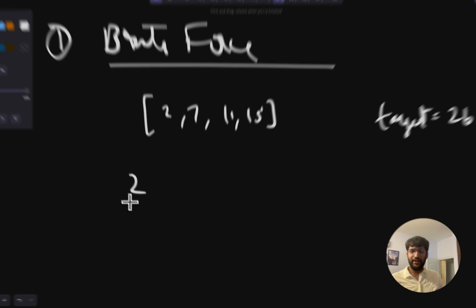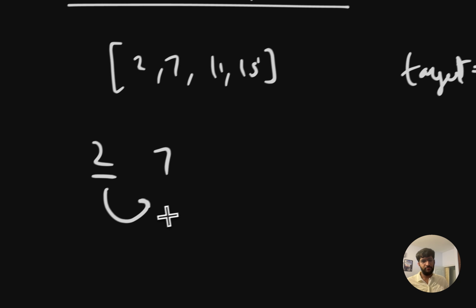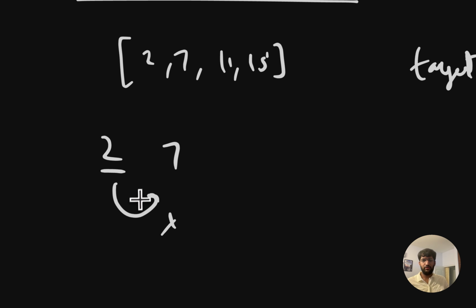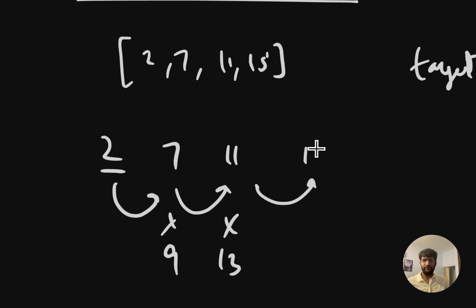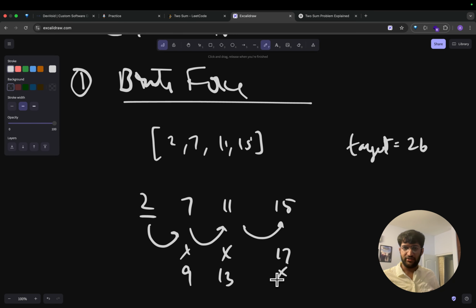Take 2, the first item, check with 7. Does it add up to target? No. Check with, well, the next item, 2 plus 11. Does this add up to target, which is 13? No. This is 9 over here. Okay, check with the next item, which is 15. Does 17 add up to target? Of course not. So, well, we checked for 2 now. We can forget about 2 after this.